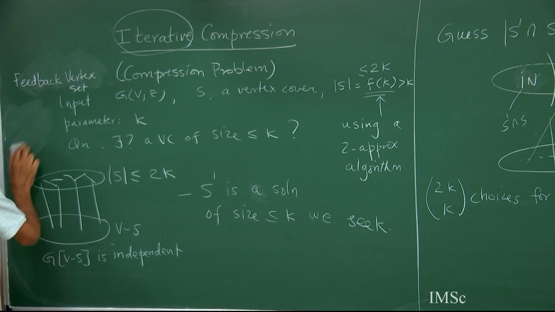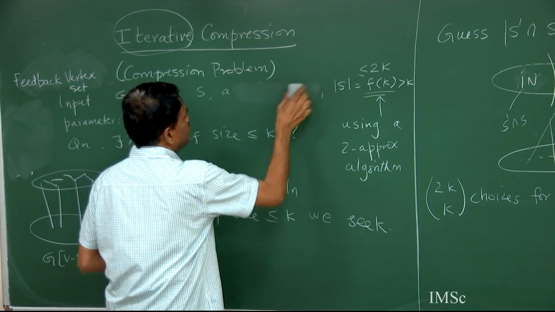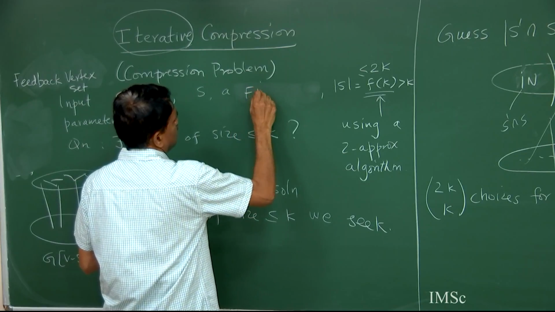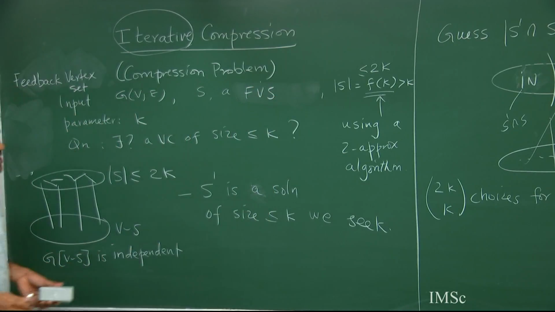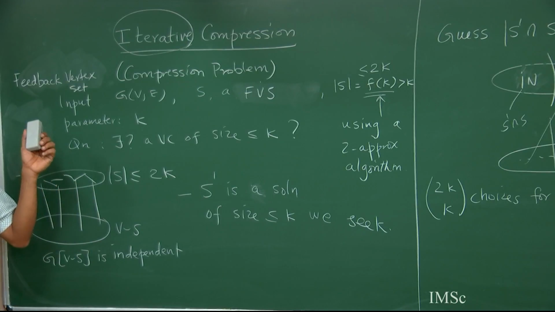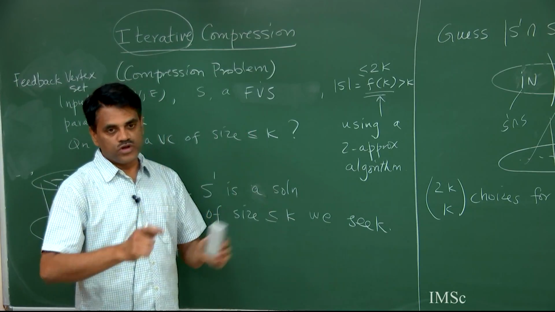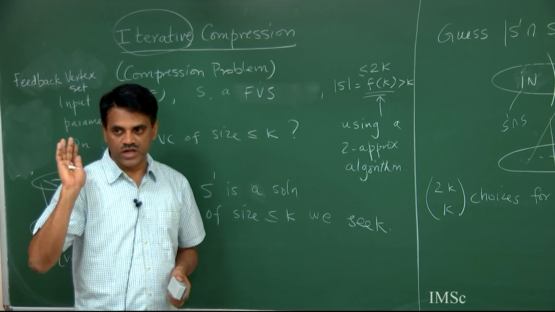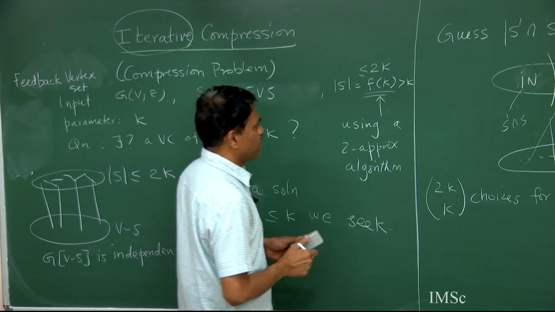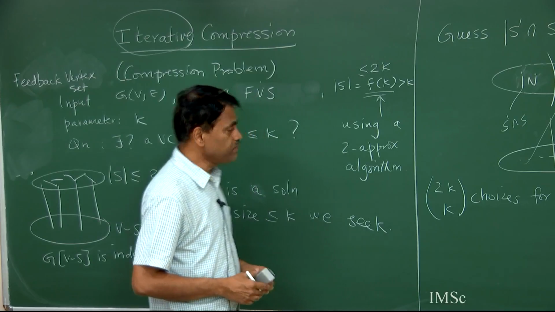So the compression problem: S is the feedback vertex set. What is the size? Well, again, for the feedback vertex set problem, there is a 2 approximation algorithm. Okay, not as easy as vertex cover, but there is a 2 approximation algorithm for feedback vertex set. So you can run that. If it produces a solution which is more than 2k, you return no. Otherwise, you have something of size at most 2k.